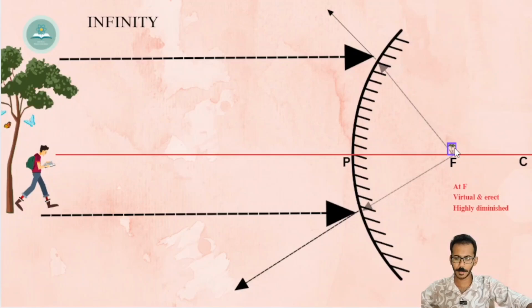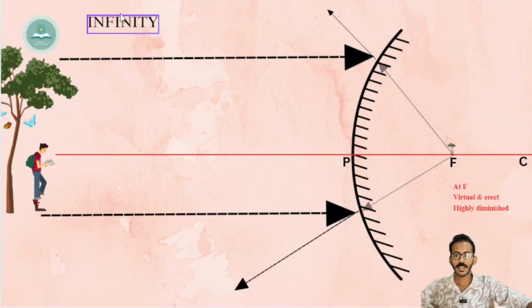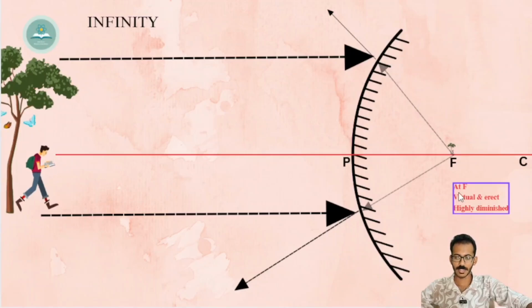You can see there is a small image formed at the focus, because both the rays are meeting here and making a small image there. That image is shown here. So whenever the object is placed at infinity, we'll have the image at the focus. And the image will be virtual and direct. We won't be able to get this image on the screen because it's formed inside the mirror. That's why it's called a virtual image. Virtual images will be direct as well. It won't be inverted. Again, as you can see here, the image is highly diminished.